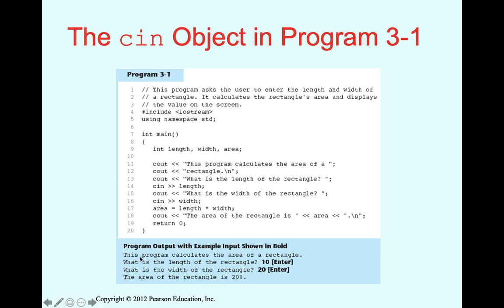So the program will print some statement and will stop here because we have cin. When we have cin, we'll stop and wait for the input of the user. If the user enters 10, this 10 will be stored in length. And then again, we'll print another statement and make cin. The program will stop here waiting for another input. If we enter 20, this 20 will be stored in the variable width, and so on.